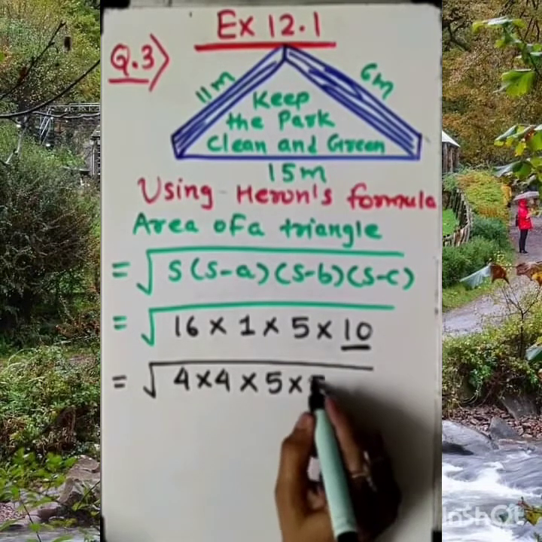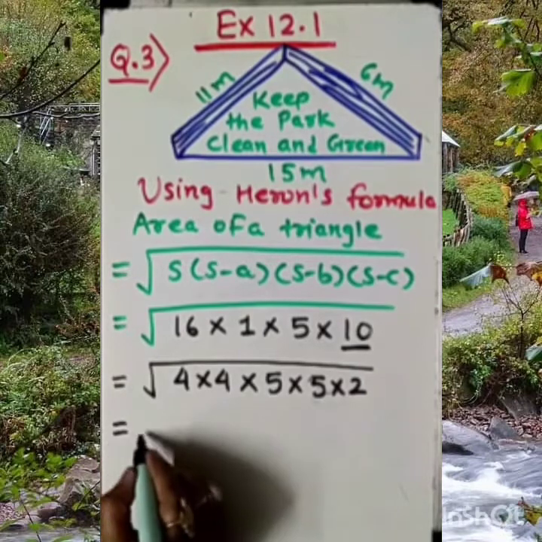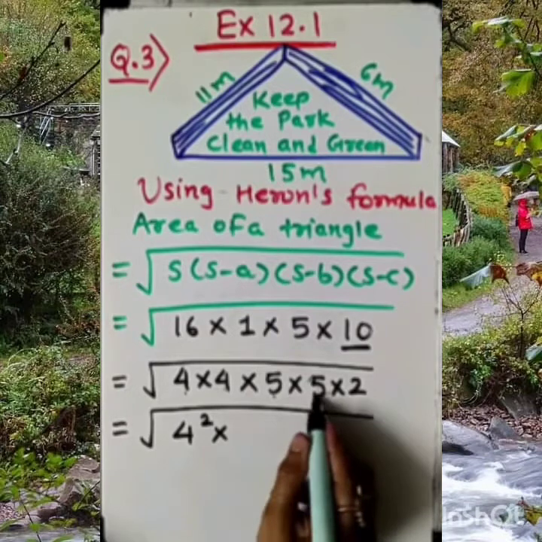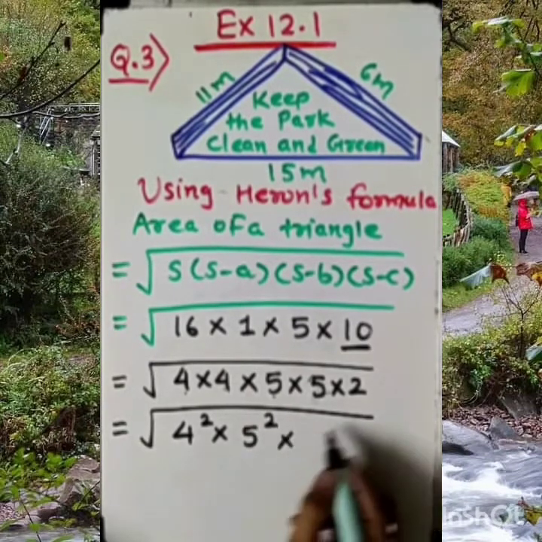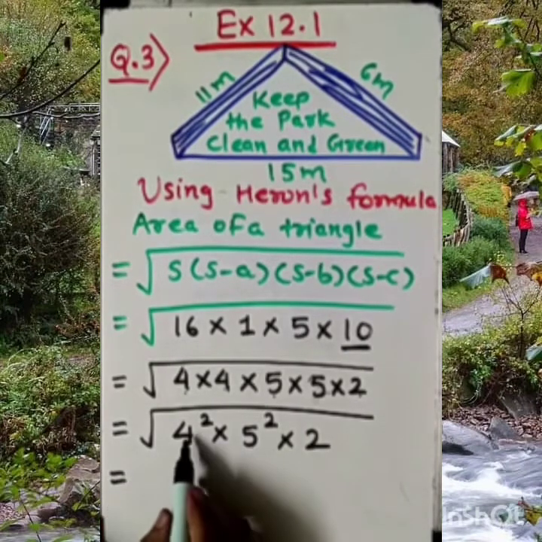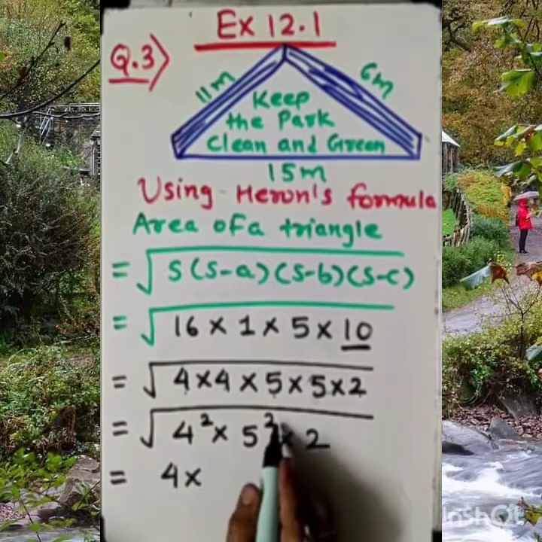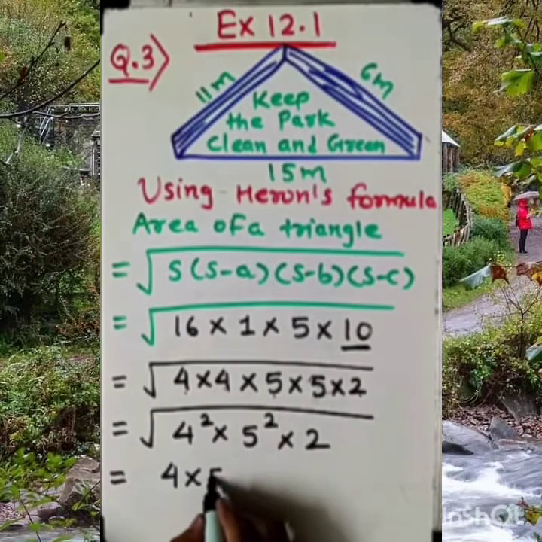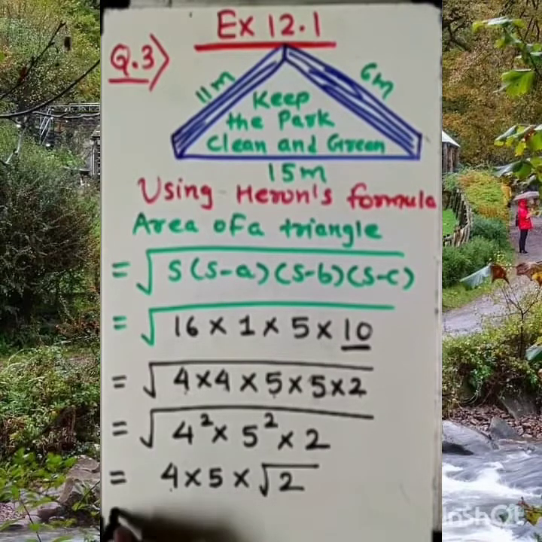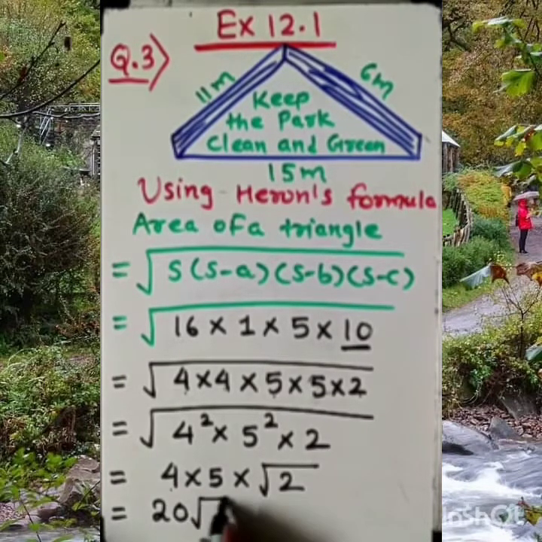Now let's make a pair. Which numbers are in a pair? 4 into 4, so it is 4 square. 5 into 5 is 5 square, but this 2 is left alone. So let it be as it is. Dear student, we know 4 square, so it will be 4 outside. 5 square, square root cancels, so it will be 5 outside. So, under root of this 2 will be left. 4 fives are 20. So, 20 root 2 meter square.